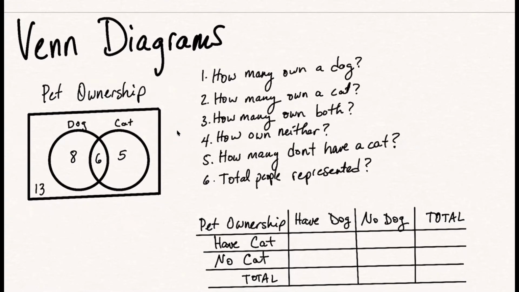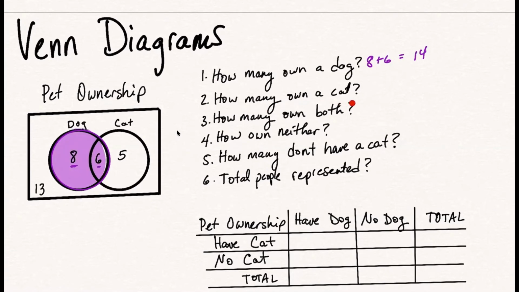We can use this Venn diagram to figure out how many own a dog. And how we figure that out is we want to look at the circle with dogs. Everybody inside this circle owns a dog. So that's these 8 people plus these 6 people here, which is 14.